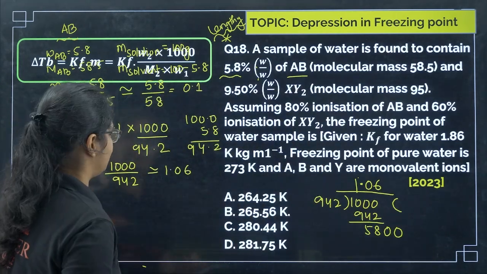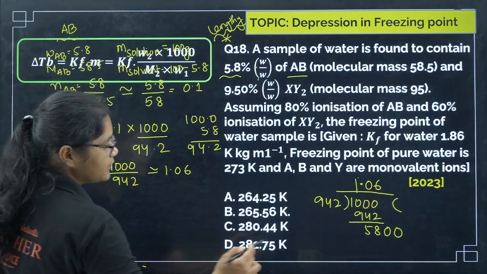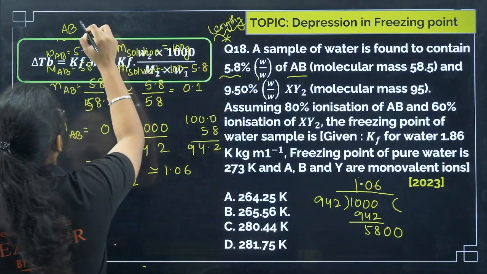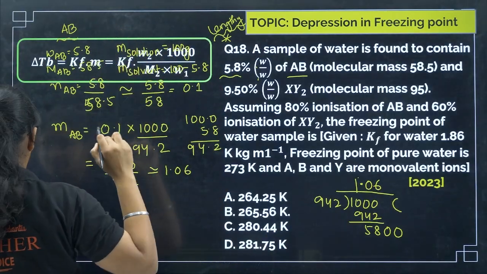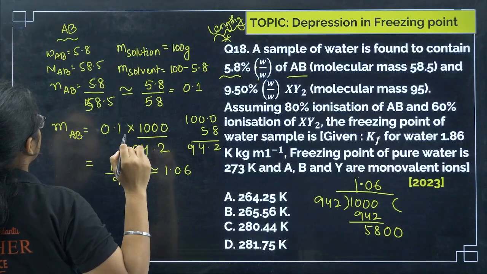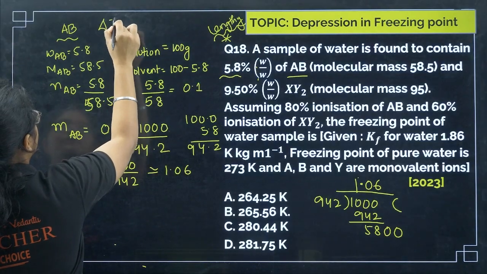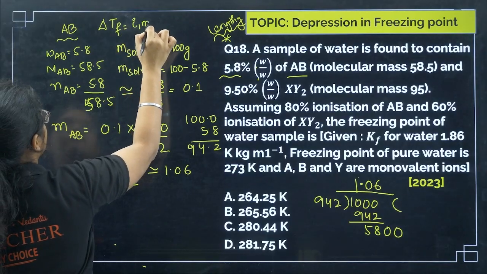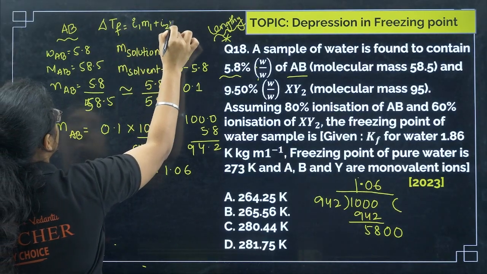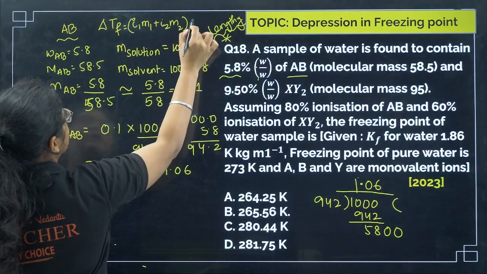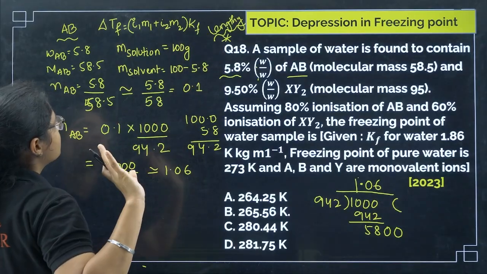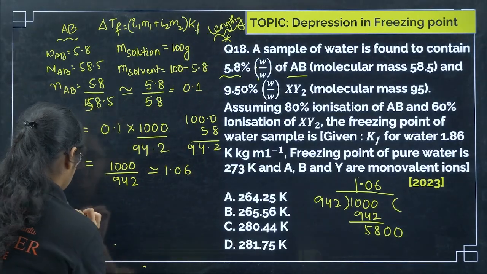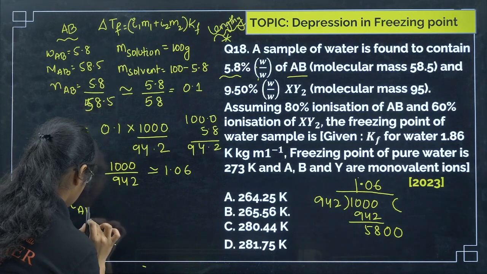So the molality of AB I got. Now let me write down the formula for you here. Delta Tf is equal to (I1 M1 plus I2 M2) whole multiplied with Kf, right? This is the formula. So I got M of AB. Let's calculate I of AB.